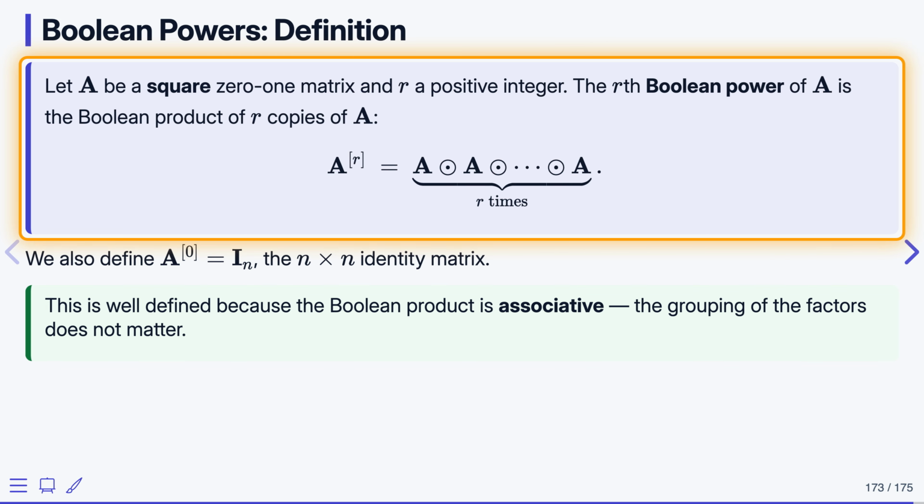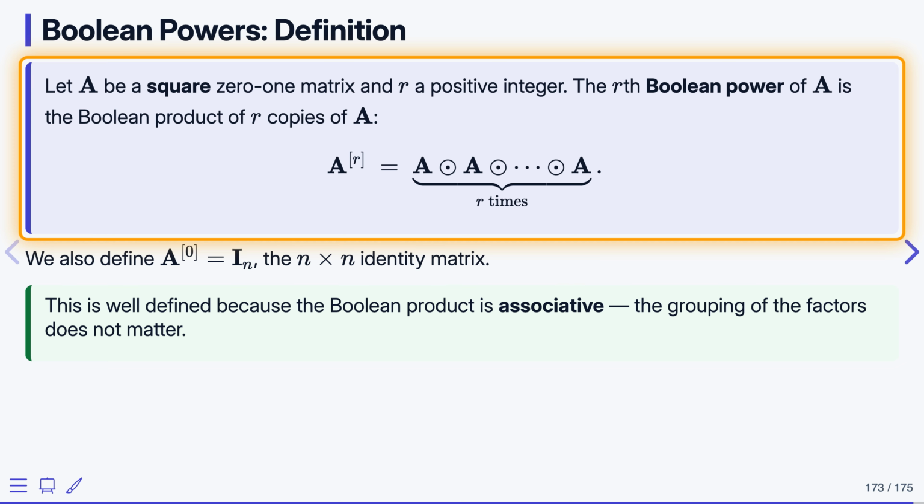Now Boolean powers. Let A be a square 0, 1 matrix, square so that we can multiply it by itself. Let r be a positive integer. The rth Boolean power of A, written with the superscript r in square brackets, means the Boolean product of r copies of A, all combined with the circle dot operation.